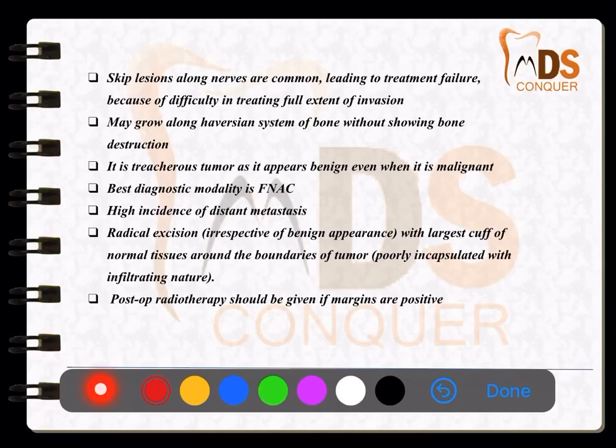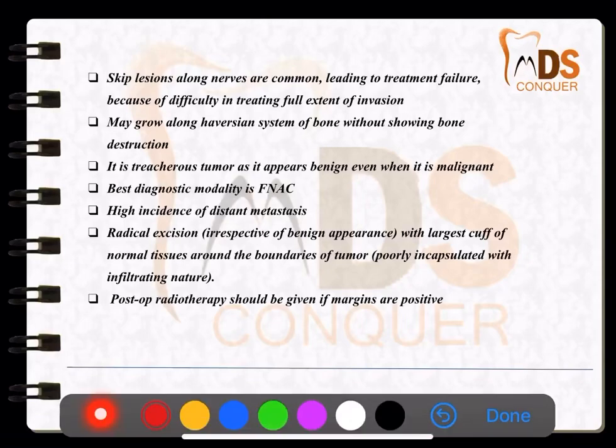Which of the following is really challenging and difficult to treat to the full extent because of skip lesions, even that you have to answer adenoid cystic carcinoma. Also, it can grow along the Haversian system of bone without showing bone destruction, one more important point. And it is a treacherous tumor as it appears to be benign even when it is malignant. It cheats the surgeon.